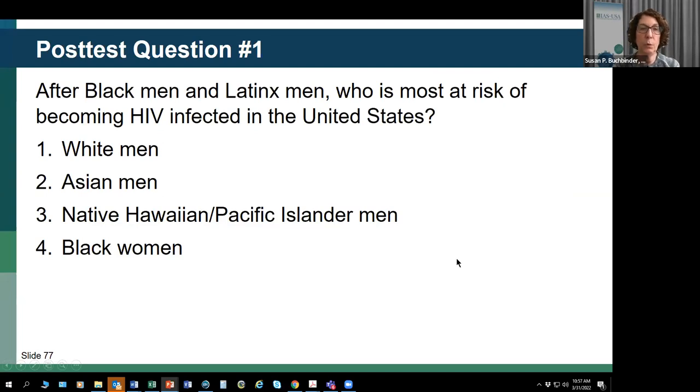So let's come back to the post-test questions and ask you again, after Black men and Latinx men, who's most at risk of becoming HIV infected in the United States? Is it white men, Asian men, Native Hawaiian or Pacific Islander men, or Black women? Go ahead and vote. Okay, 97% of you got it right. It was Black women. So again, we need better prevention strategies, particularly for Latinx and Black men and Black women, although we need them for all populations.